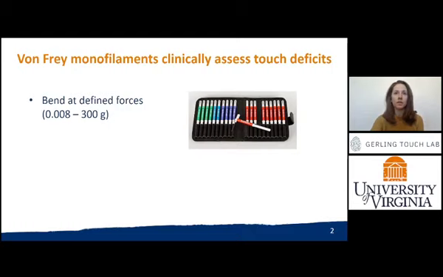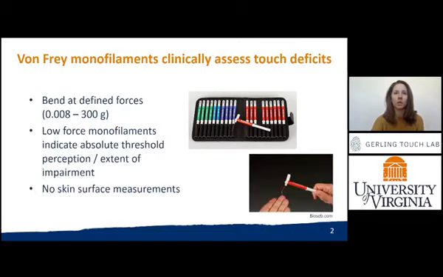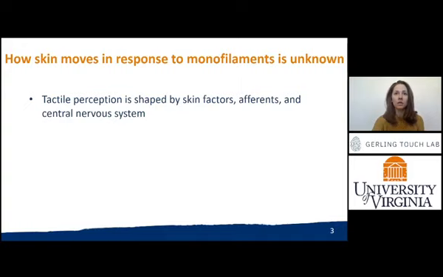To assess the extent of sensory impairments, clinicians commonly examine regions of a patient's skin by touch using thin monofilaments. One's ability to perceive low-force monofilaments indicates absolute threshold and thereby the extent of impairment. However, while monofilaments are prescribed to bend at defined forces, there are no empirical measurements of the skin surface's response. The skin surface is the point of origin for encoding touch information.